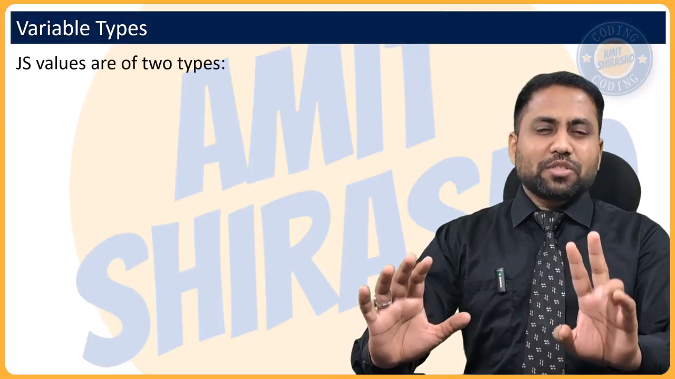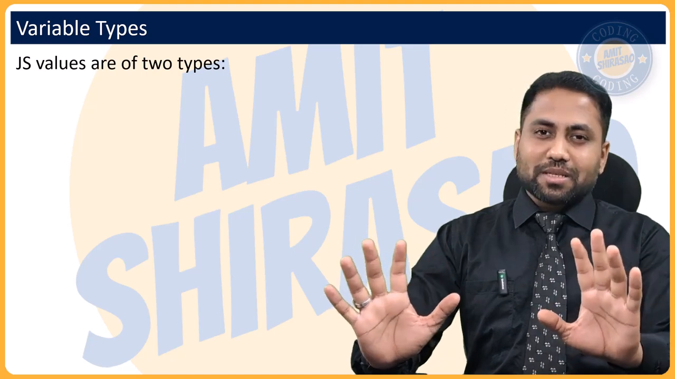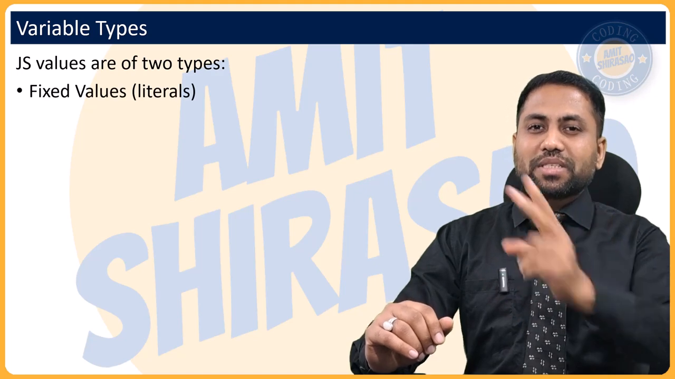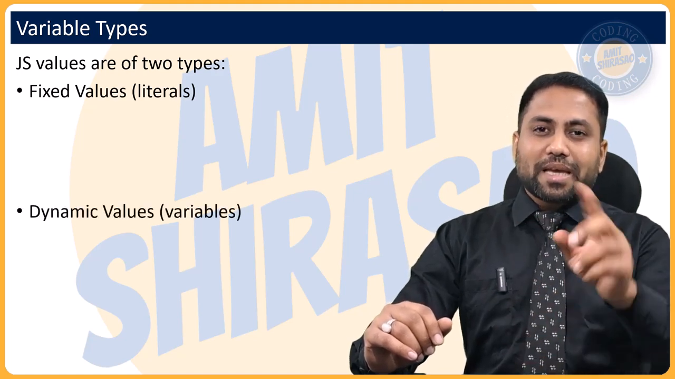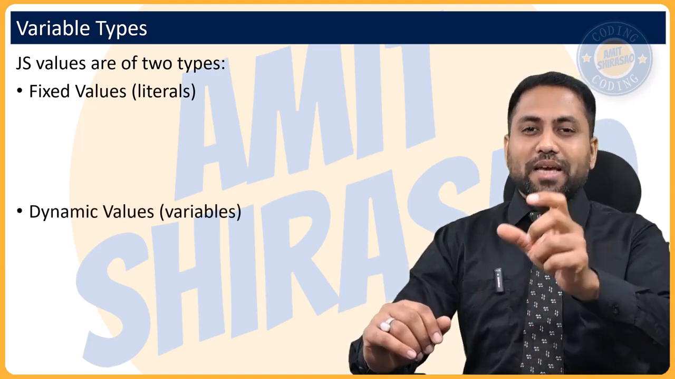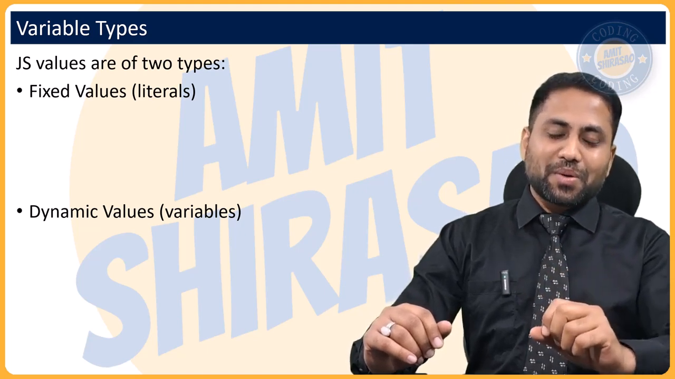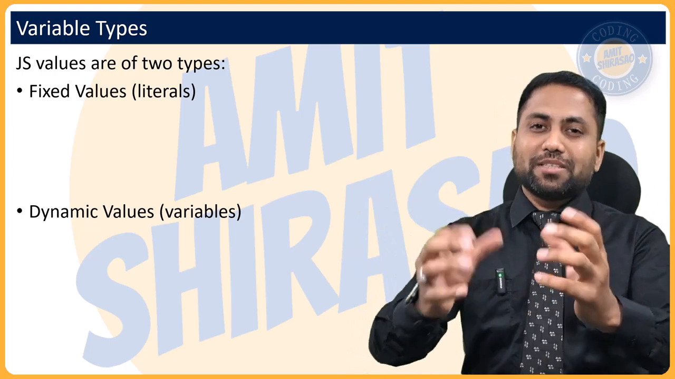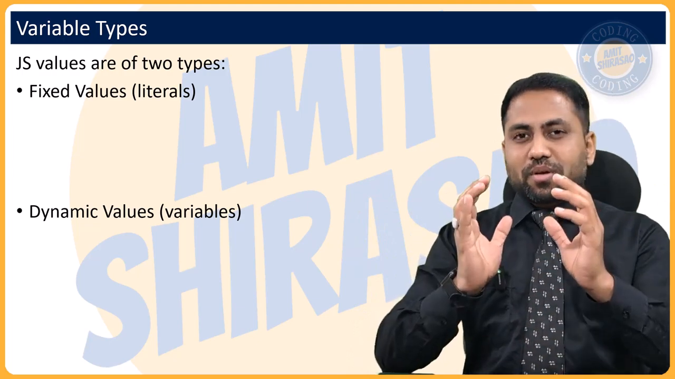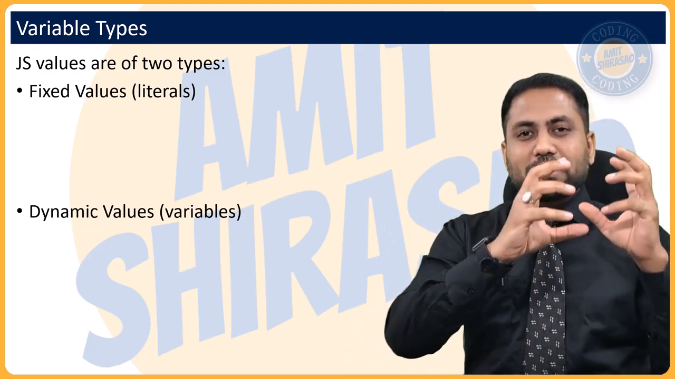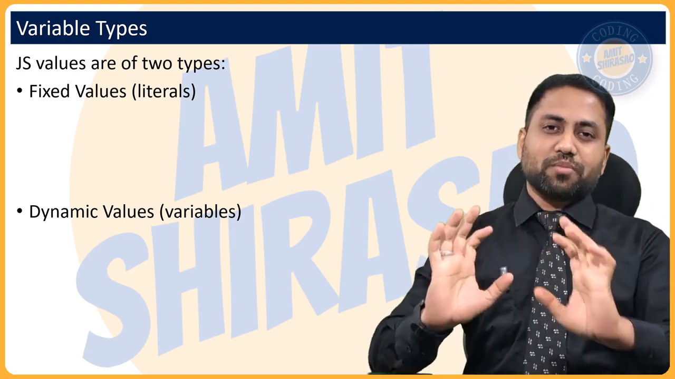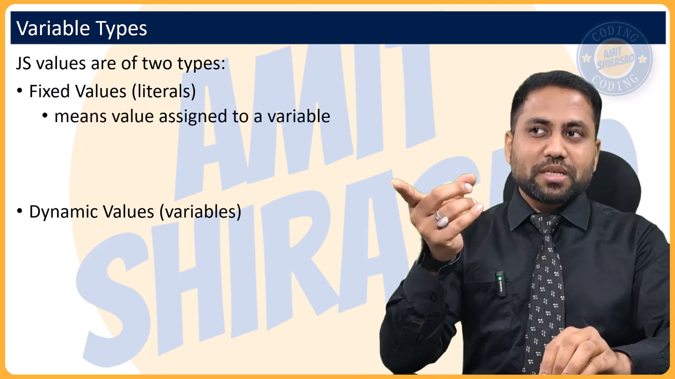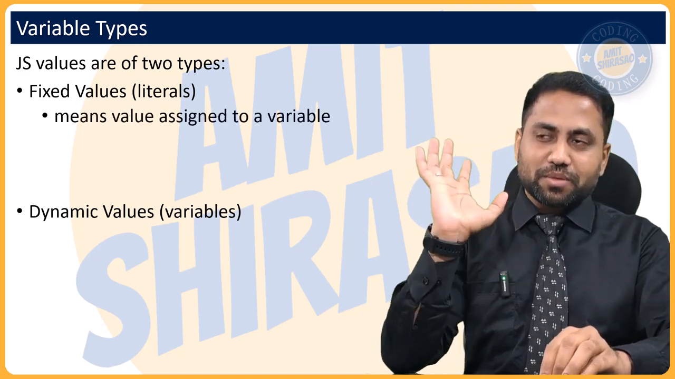Variable types. There are two types of values in JavaScript. The first value type is literals, that is fixed values, and the second value type is dynamic values, that is variables. What is a literal? Literal means the data which you assign to the variable. That is a fixed value, the value assigned to a variable.